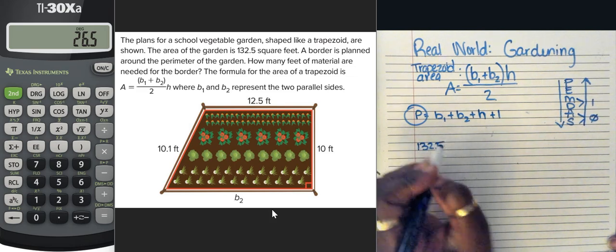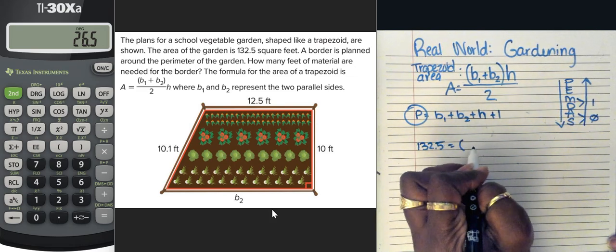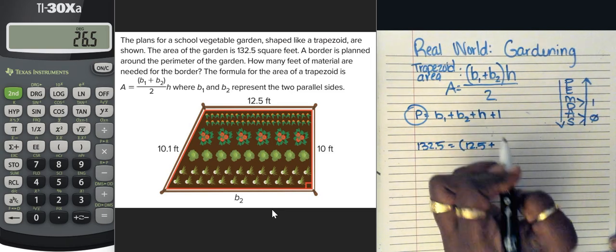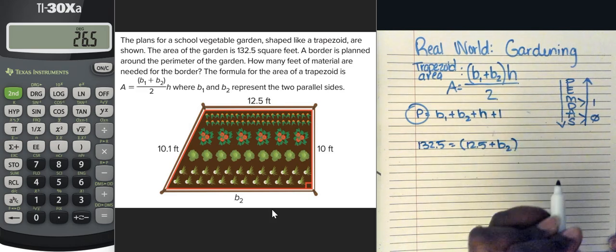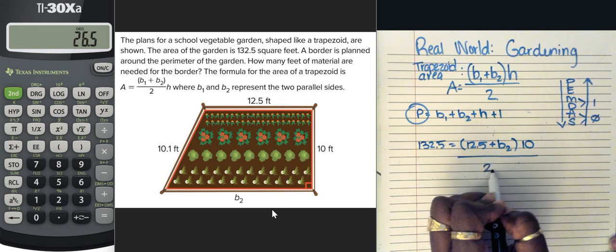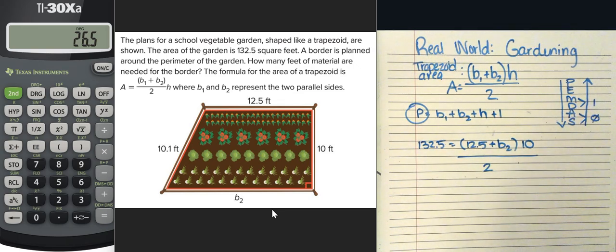So our area for this problem is 132.5, and that is going to be equal to base 1, which is 12.5, plus base 2. We don't know base 2. We're going to multiply that by the height, which is 10, and then divide that by 2. In our previous videos, I showed you to first take care of the distributive property if you see parentheses with a number outside. But I'm not going to do that because I have a fraction, and I see that I can cross cancel to get rid of this denominator.